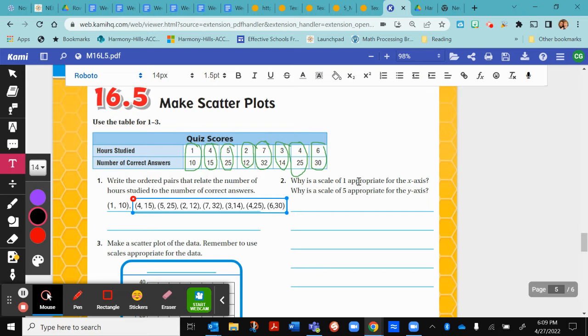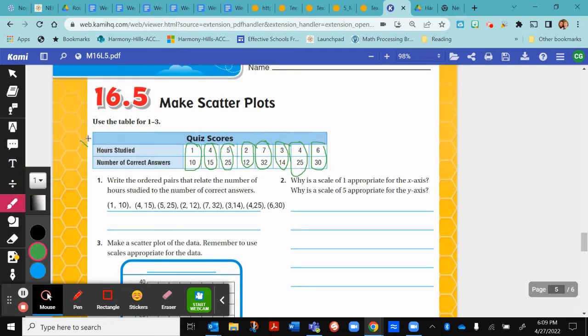Number 2, why is a scale of 1 appropriate for the x-axis? So why is that appropriate? Okay, so look at the x. So remember that this is going to be marked x, and this is marked y. So why is that one appropriate? Yeah, absolutely. All the data for the x coordinates are less than 10, so we can just use 1.